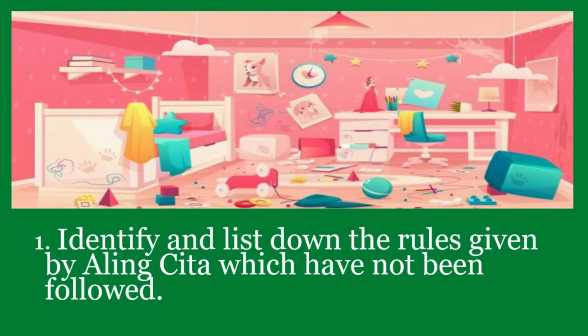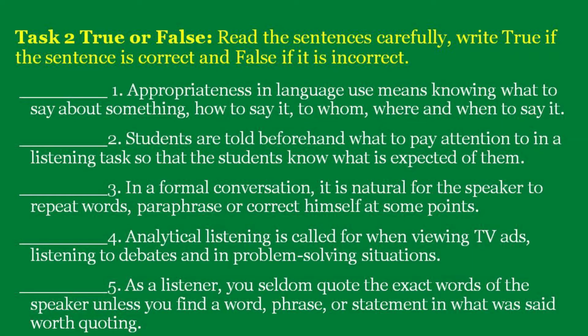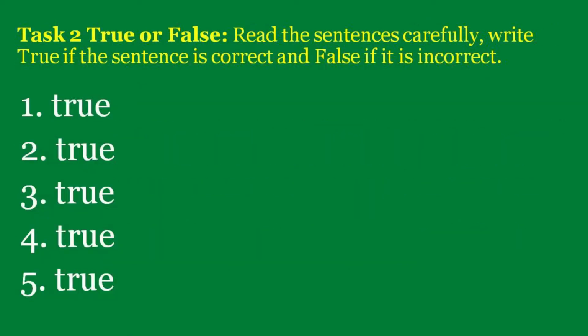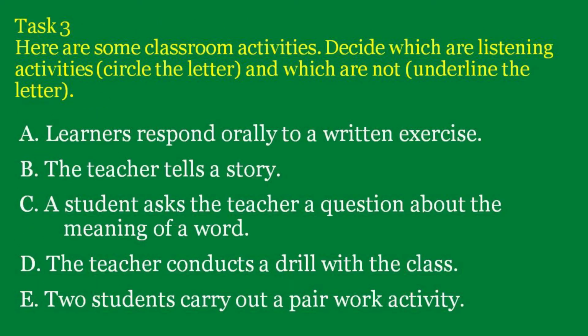And now, identify and list down the rules given by Alinsita which have not been followed. Are you done? Now let's move on to our next activity. Task 2, true or false. Read the sentences carefully. Write true if the sentence is correct and false if it is incorrect. Are you done, learners? So now, let us check your answers. The answers for numbers 1 to 5 are all true. Congratulations, learners!